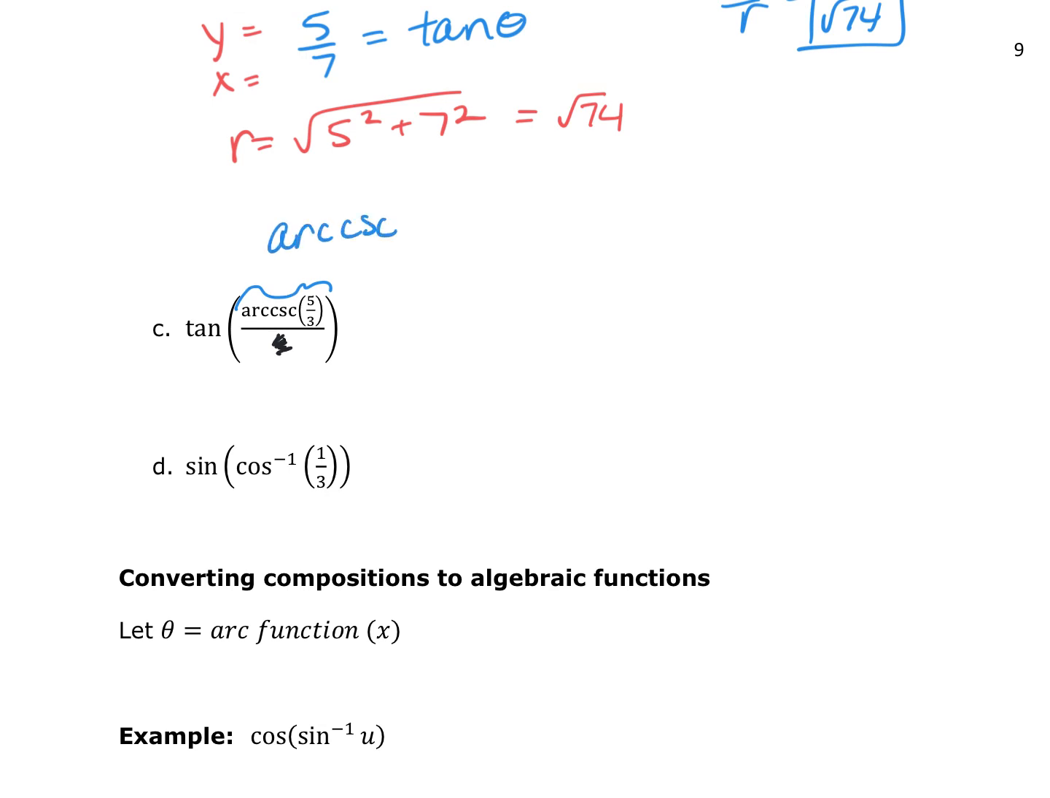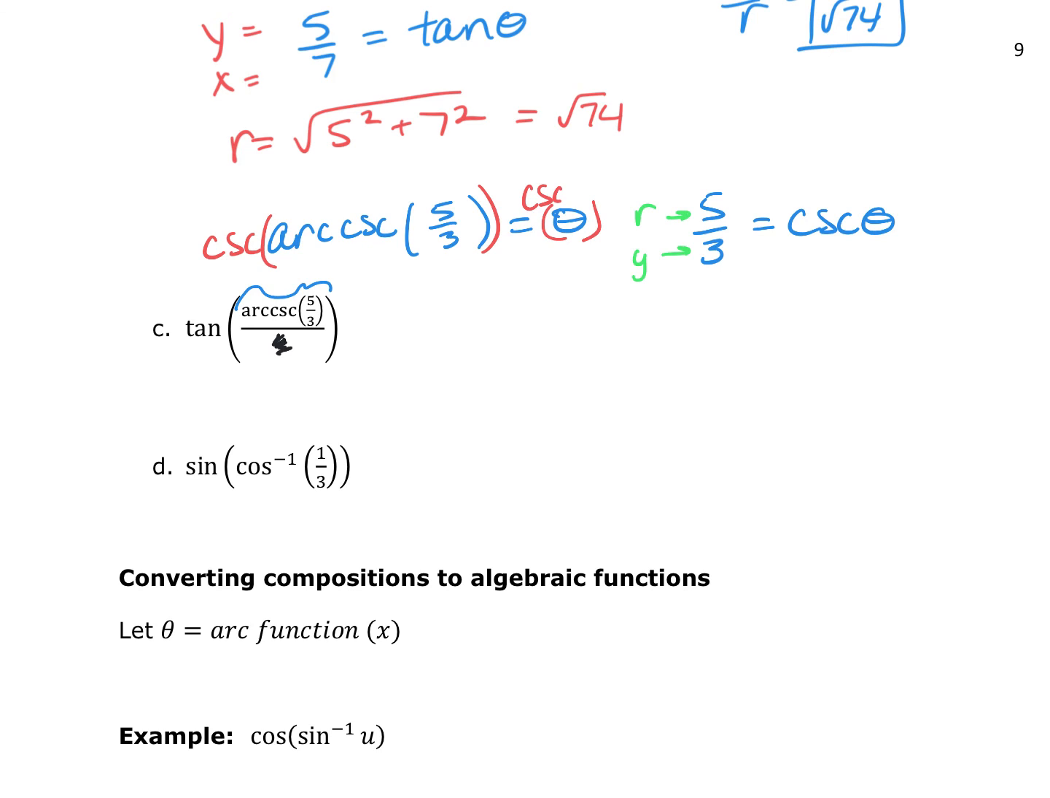cosecant of 5/3 is equal to an angle. That means if I take the cosecant of this side and the cosecant of this side, I'm going to get 5/3 is equal to the cosecant of theta. Cosecant is the reciprocal of sine. This is my y, this is my r, this is positive. They're both positive, so I'm in quadrant 1 because I remember I'm chasing the arc cosecant.